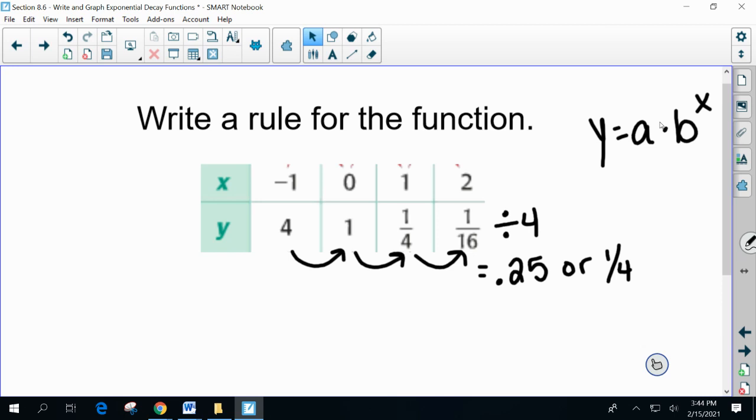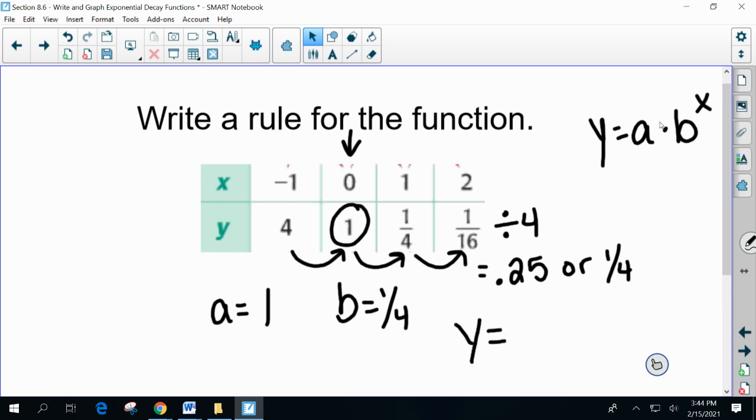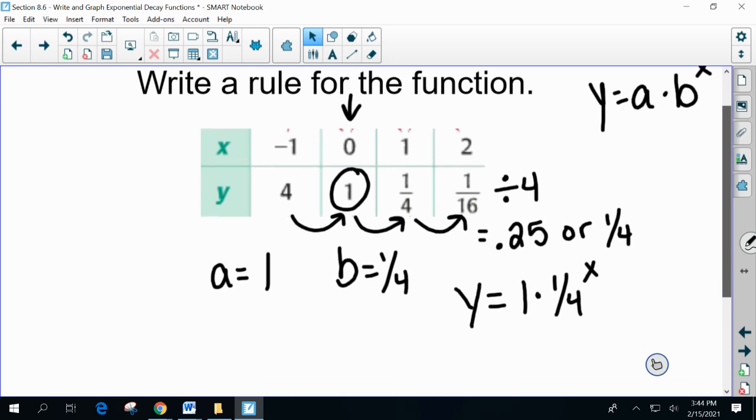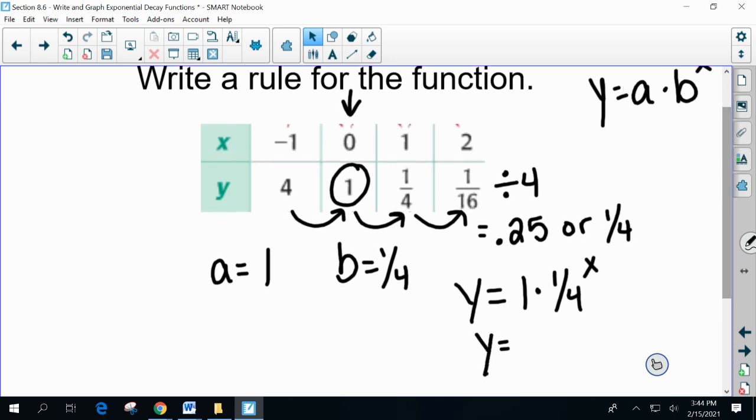And then remember a was whatever the value is when x equals 0. So in this case, our a is 1, and our b would equal 1/4. So for our function, we would have y equals 1 times 1/4 to the x power, but we don't really need that 1 because it doesn't change anything. So we can write this as 1/4 to the x power.